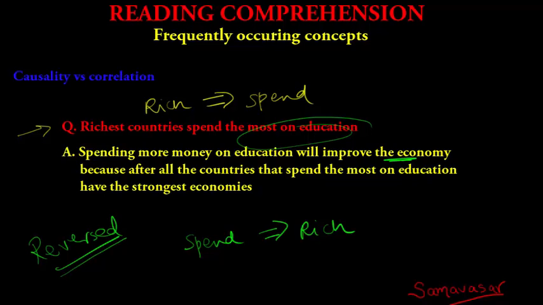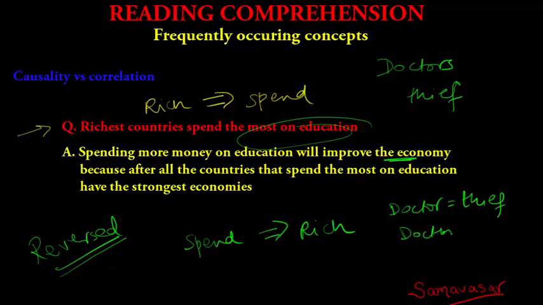Now the second problem is this thing called causality versus correlation. Now if I give you a statement that there has recently been an increase in the number of doctors in the city, but at the same time thieves in the city have also increased. So does this mean that a doctor is a thief, or does it mean that because the doctors have increased, it implies that the thieves have increased? So neither of these two are actually true.